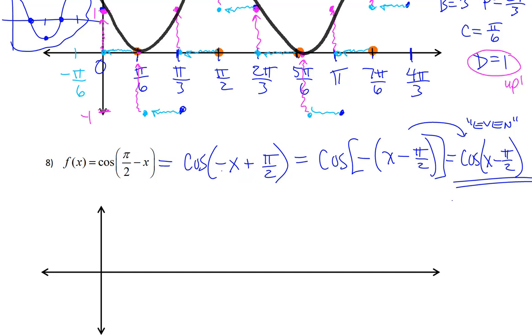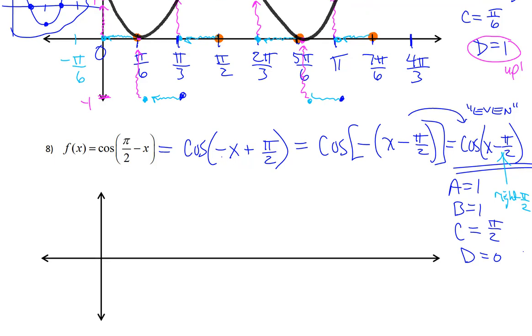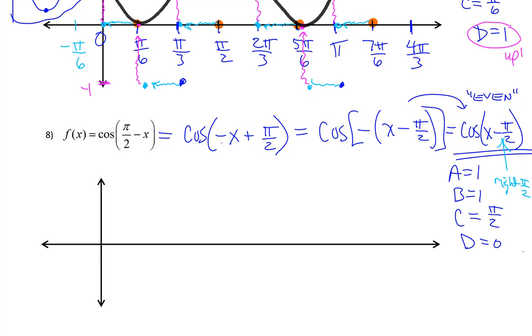So b is 1. Well, let's see. A is 1. B is 1. That's good news. We do have a c value here. There's no factoring to do, but c is pi over 2. And since it was, in this case, a minus pi over 2, that means we go right pi over 2 because of the minus. And then d is 0. There's nothing to do at the end. There's no up or down movement for this. So actually, it's not that bad. Let's get our graph going, our axis going, and see what we can do.